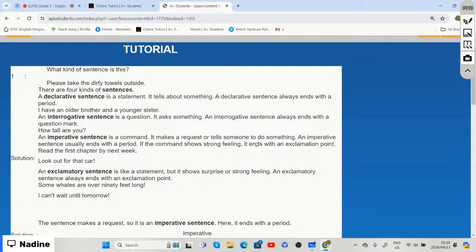So I don't know if that answers your question. So, yes, an exclamatory sentence as well as an imperative sentence are the only two sentences that end with an exclamation point. But remember, an imperative sentence does not always end with an exclamation point. But with an exclamatory sentence, it always ends with an exclamation point, right?